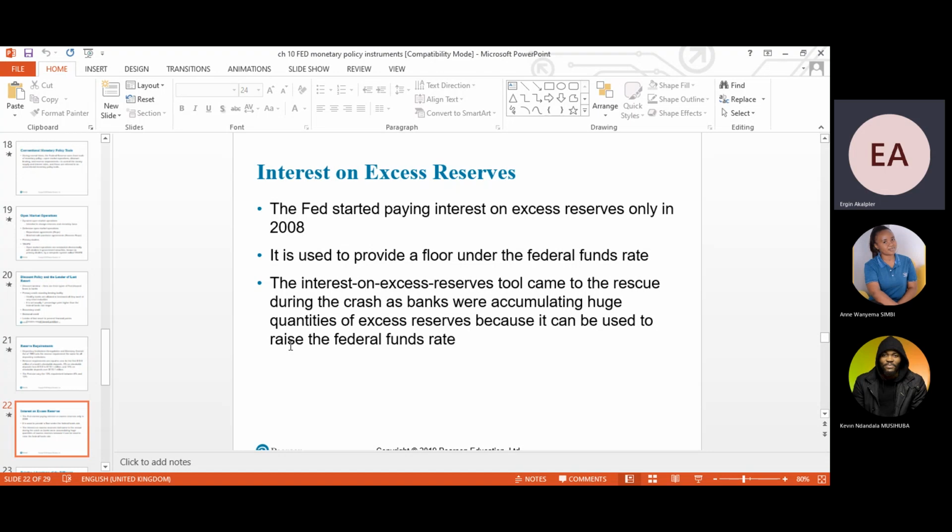The Fed started paying interest on excess reserves only in 2008, and it is used to provide a floor under the federal funds rate. The interest rate on excess reserve tool came to the rescue during the crash, as banks were accumulating huge quantities of excess reserves, because it can be used to raise the federal funds rate.